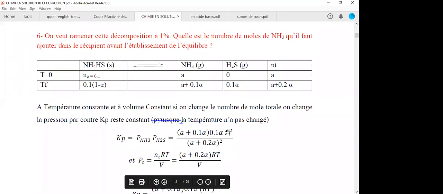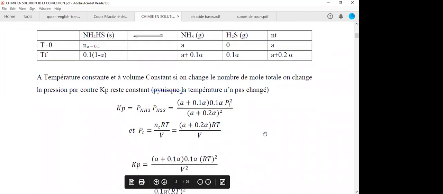So P total is given by N total times R times T divided by the volume. Where there is P total, you can replace it with N total times R times T over volume. This comes from the ideal gas equation. Where there is N total, you can replace it with R plus 0.1 alpha, times RT over volume. This is the total number of moles of the gas.